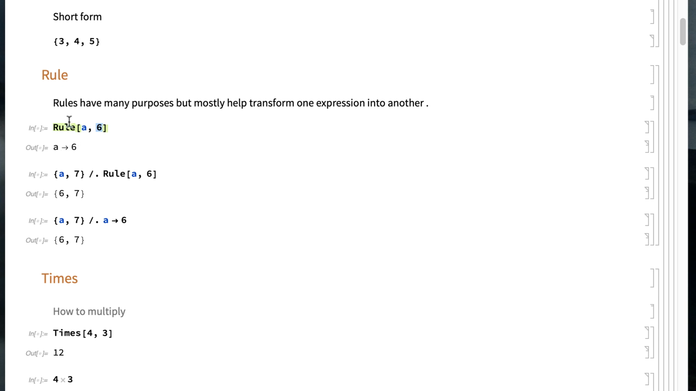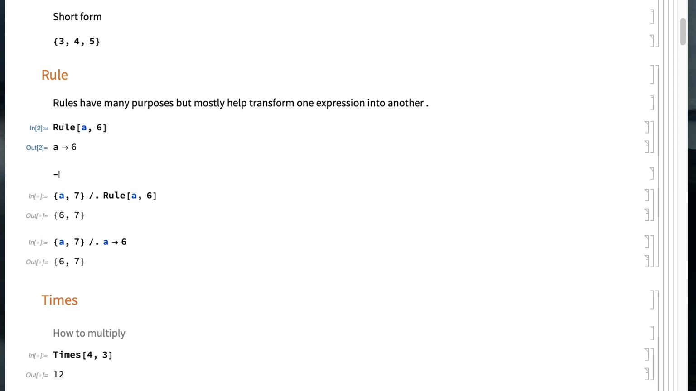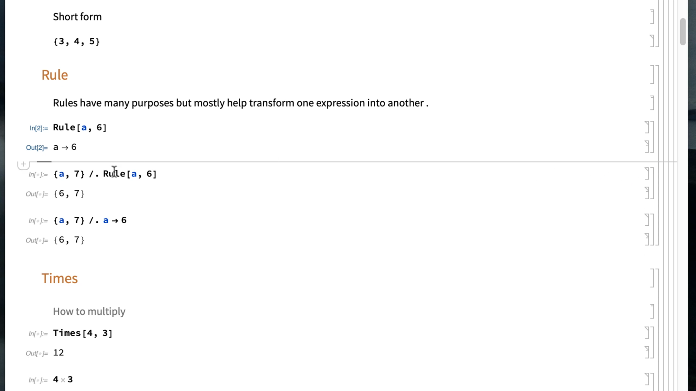And so you can see when I evaluate this that it doesn't write back Rule. It writes back the common short form, which is an arrow. You might want to know, well, how do I make that arrow? If you just go with a hyphen and a greater than sign, that's an arrow. So that's the simplest way to make an arrow.